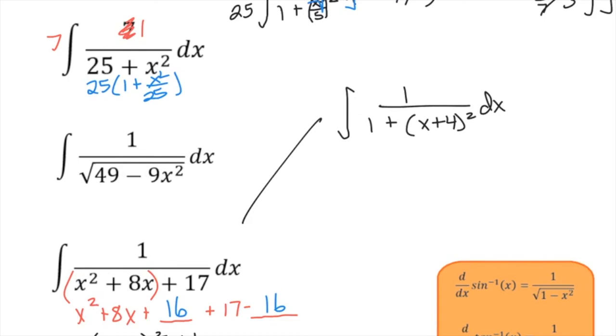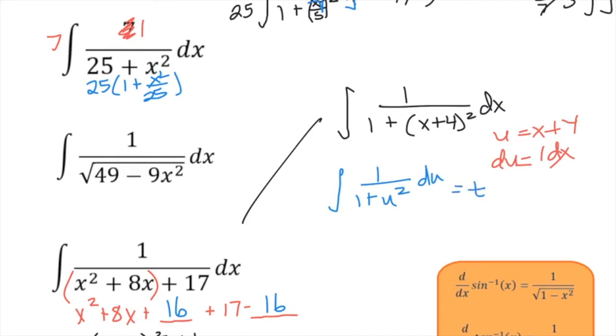So a little substitution. u equals x plus 4, du equals dx. We don't even need a multiplier. So this becomes the integral of 1 over 1 plus u squared, which of course is inverse tangent of u. And we resubstitute. It is the inverse tangent of x plus 4.